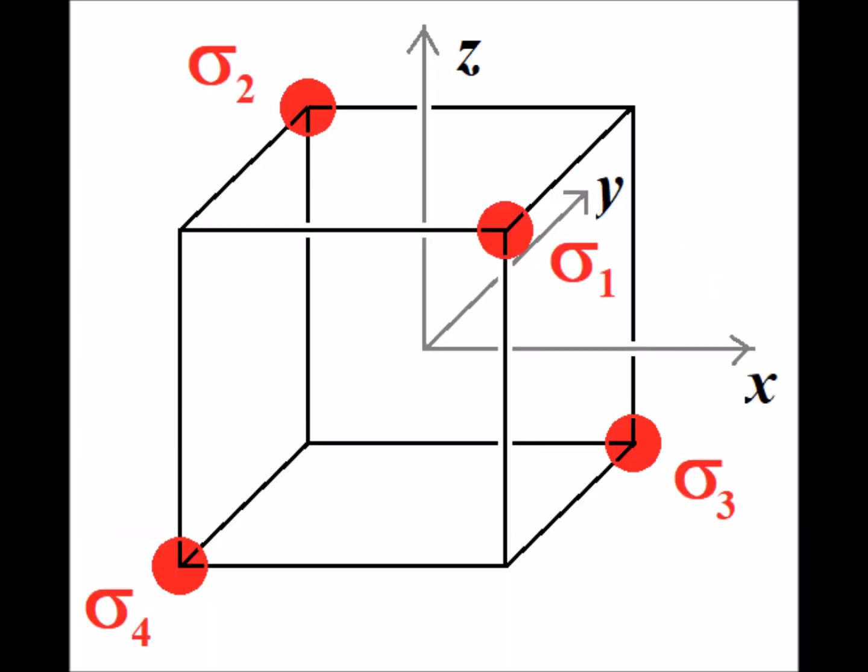For the A1 molecular orbital, sigma 1 plus sigma 2 plus sigma 3 plus sigma 4, this corresponds to a situation where all the sigmas have exactly the same phase, shown in red. So we get this particular linear combination of group orbitals on the hydrogen atoms for the A1 molecular orbital.